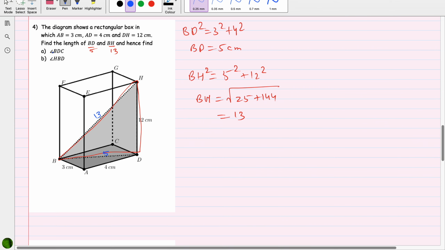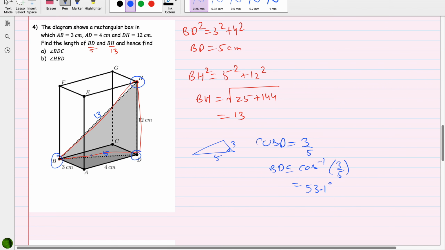Now it says angle BDC. So for BDC, if I can extract this triangle, BD is 5, DC is 3. So for this angle BDC, we can use cos. So cos of D is base over hypotenuse. So this angle will be cos inverse. BDC would be cos inverse of 3 by 5, which is 53.1 degrees.